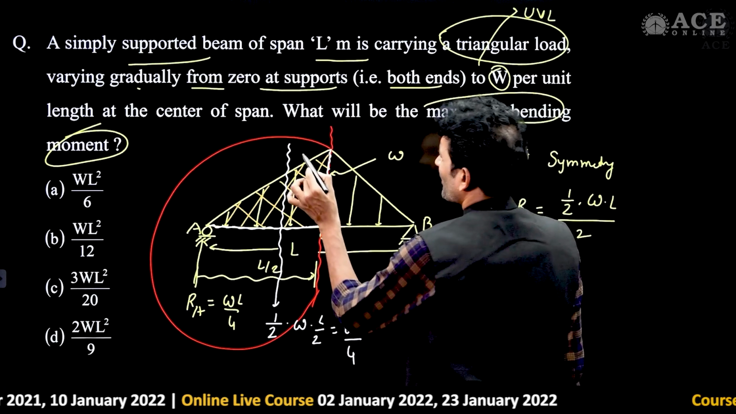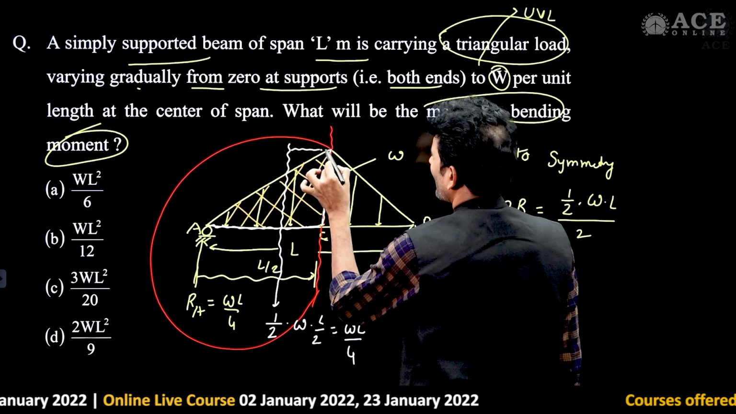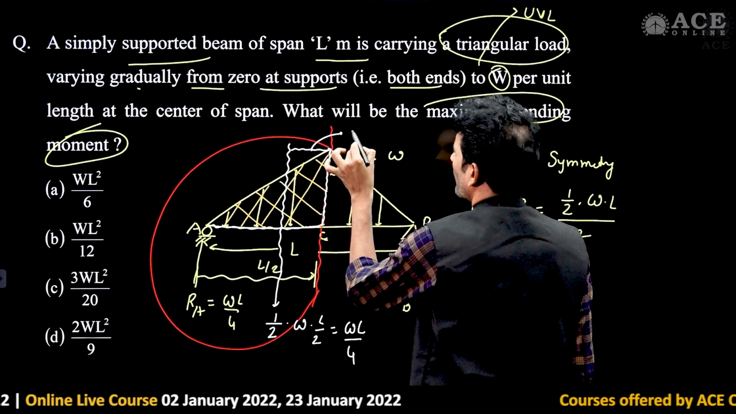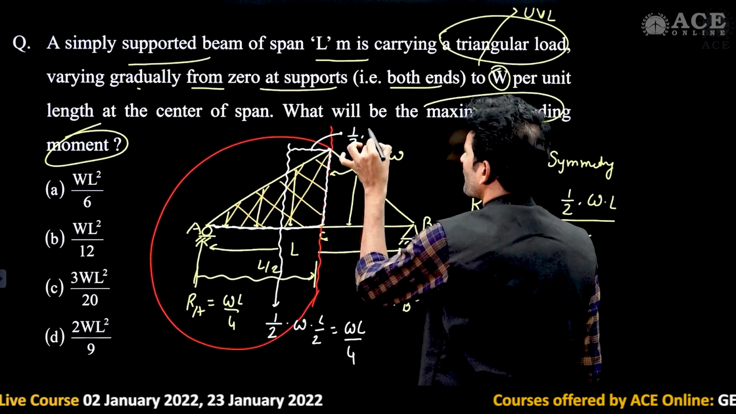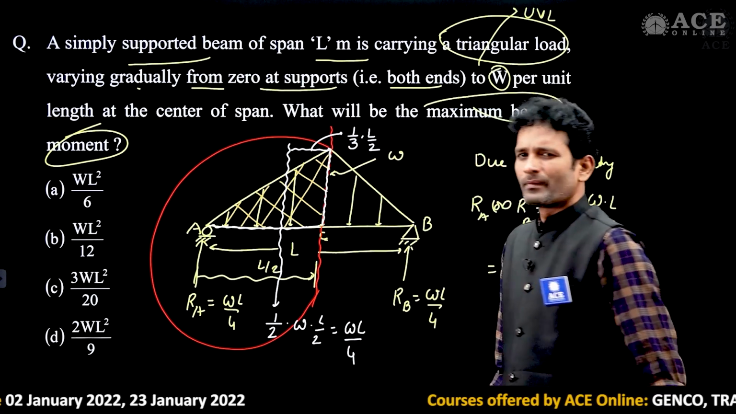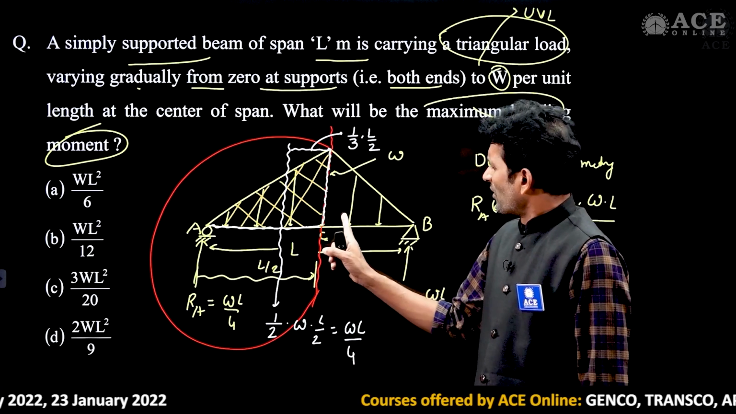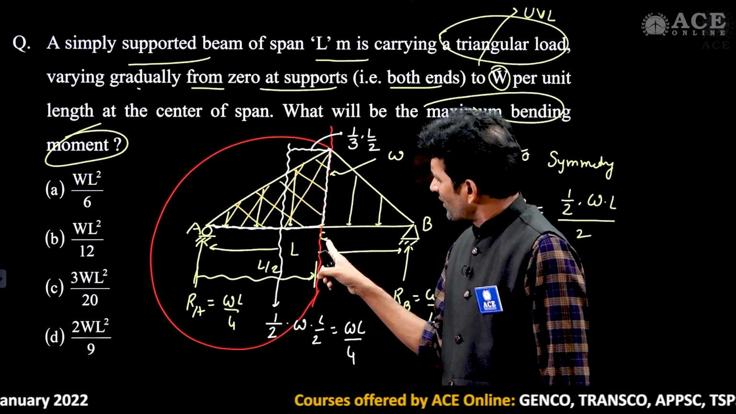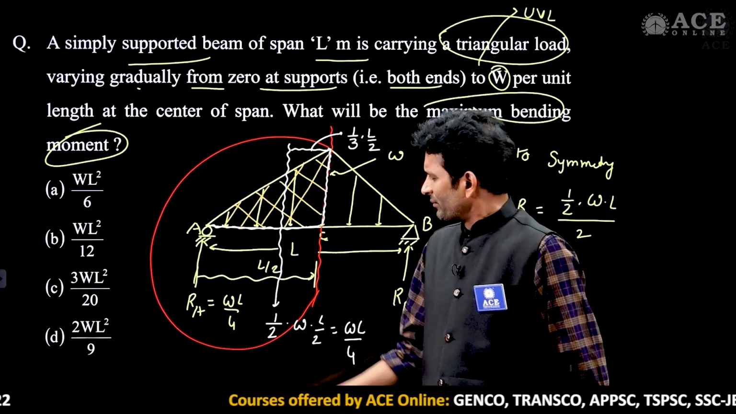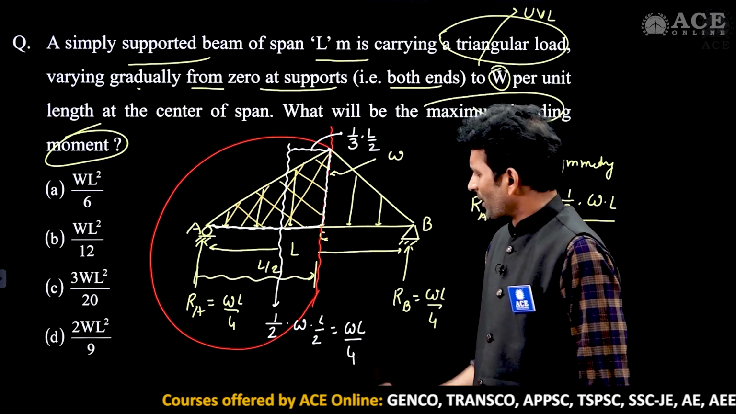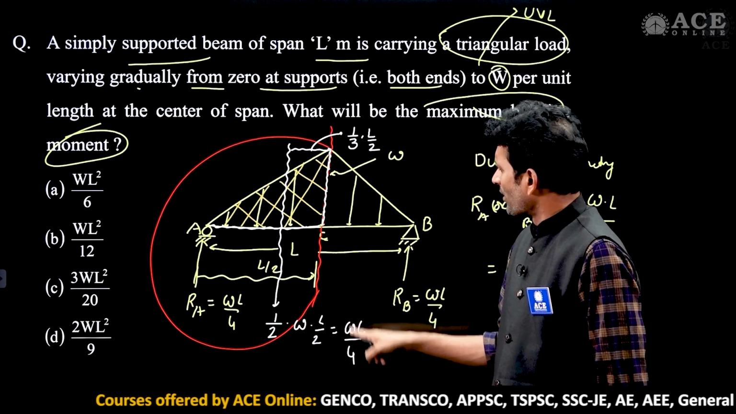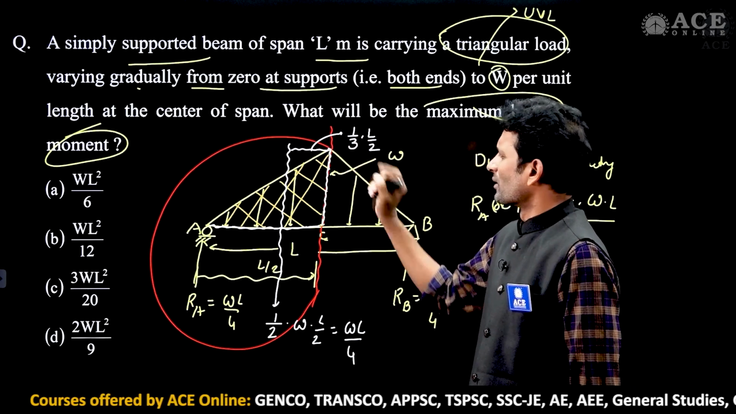And from the section, this load acts at a distance of 1/3 of the base. L by 2 is the base. Right. Now, on the left hand side of this section, we are observing two forces. One is RA at a distance of L by 2. The second one is omega L upon 4 at a distance of 1/3 of L by 2.